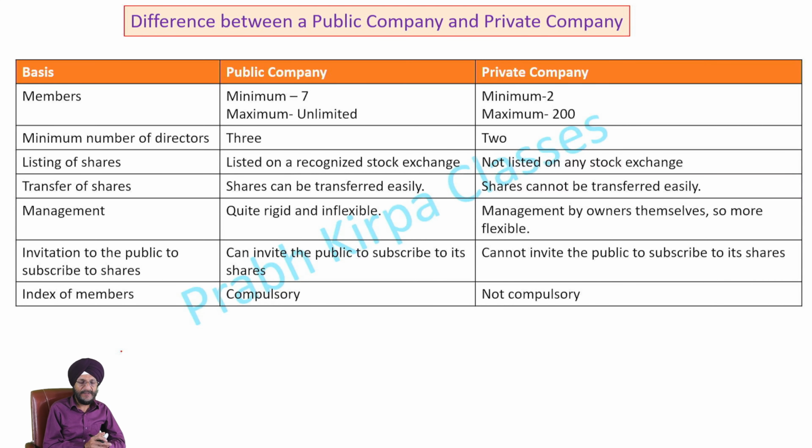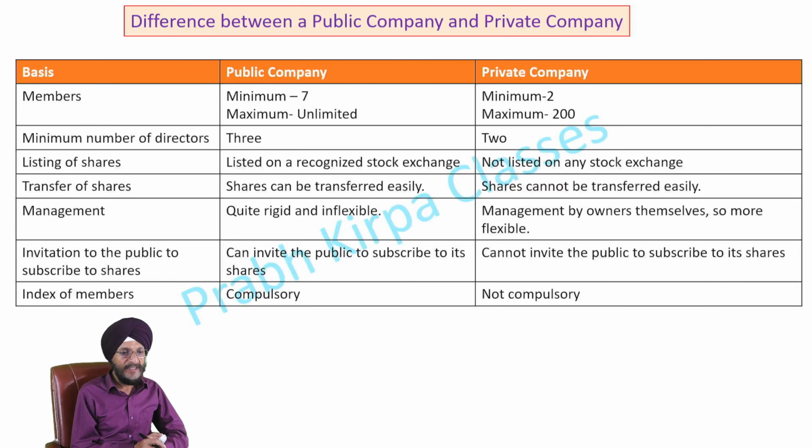Now we will understand the difference between a public company and a private company. In the case of a public company, the minimum number of members is 7 and the maximum is unlimited. In the case of a private company, the minimum members are 2 and the maximum is 200. In the case of a public company, the minimum number of directors is 3 and in the case of a private company, the minimum number of directors required is 2. Listing of the shares: the shares of the public company are listed on a recognized stock exchange, whereas the shares of a private company are not listed on any stock exchange.